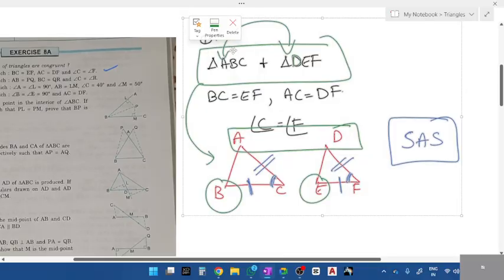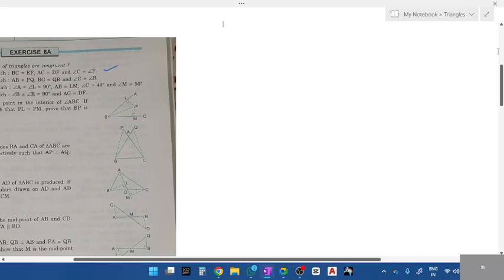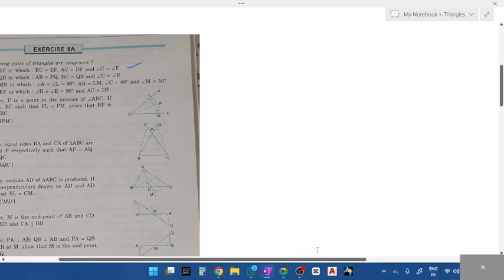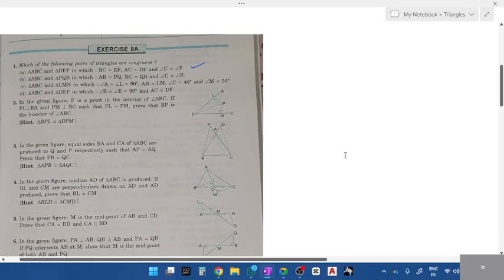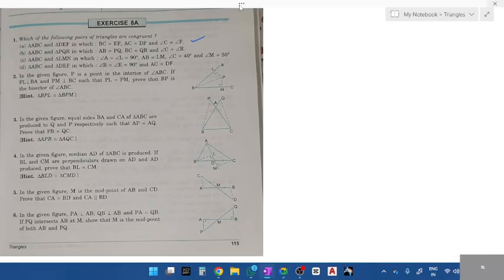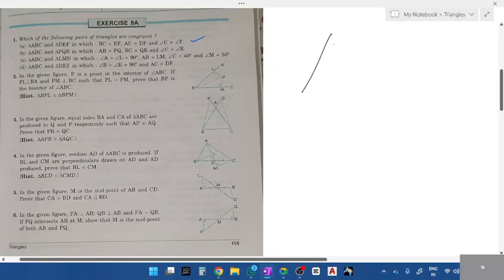Did you understand the first one? Is it clear? Try the second one, student. Draw the diagram. Try the second one. Same. Second, third, fourth, everything is the same. In triangle ABC, draw the first one, ABC, then PQR.